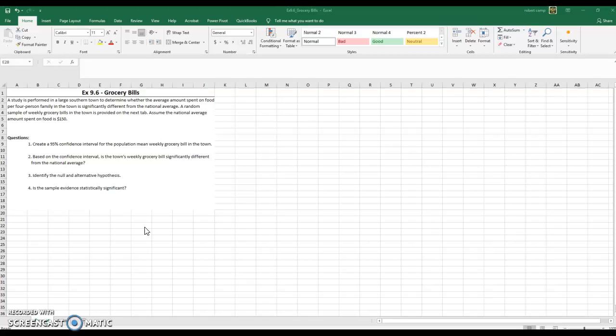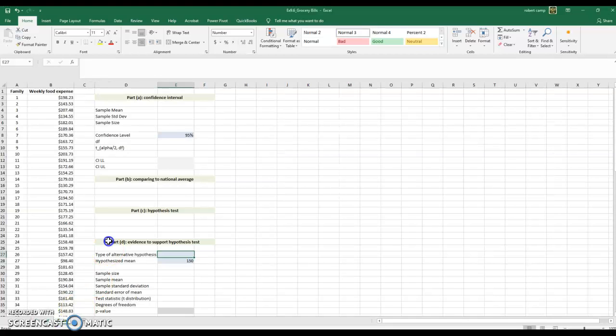A random sample of weekly grocery bills in the town is provided on the next tab. Assume the national average spent on food is $150. And so what we're going to do is create a 95% confidence interval for the population mean weekly grocery bill. Based on that confidence interval, we're going to ask ourselves, is the town's weekly grocery bill significantly different from the national average? We're going to identify the null and alternate hypothesis, and we're going to figure out, is the sample evidence statistically significant?